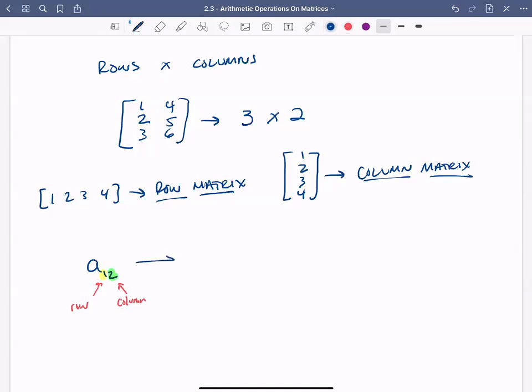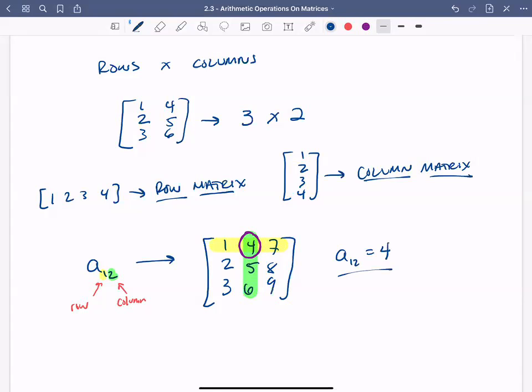So if I gave you this matrix, 1, 2, 3, 4, 5, 6, 7, 8, 9, and I said that I want A sub 12, I know that it's row 1 and second column. So here's the first row, and then here's the second column. Then the value that I'm looking for is this one right here. So if I had to rewrite it, I would say that A sub 12 is 4. My entry in my first row and second column is 4.